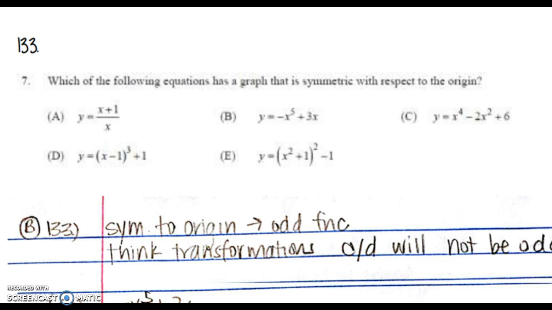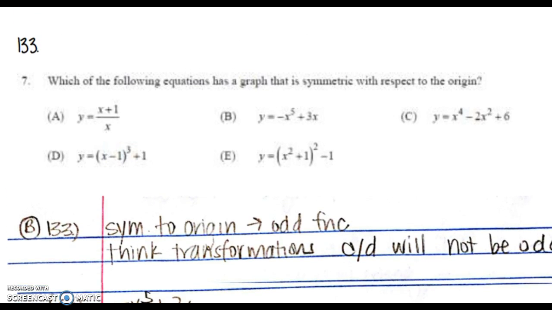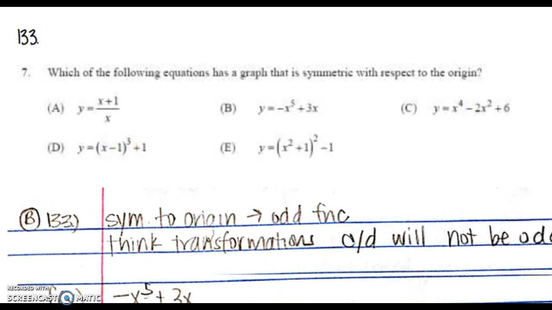Symmetric to the origin is an odd function. You want to think about transformations. If you have a C or a D, so C, draw an odd function really quick, so something like that. If I have a C, that's going to move that guy left or right, so he'd no longer be symmetric to the origin. If I have a D, it's going to move him up or down, so he no longer would be symmetric to the origin.